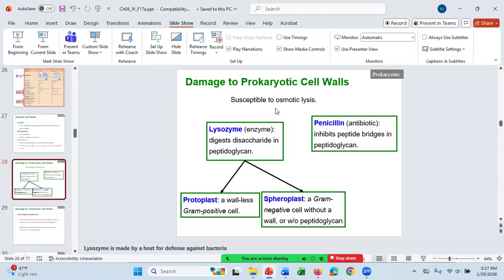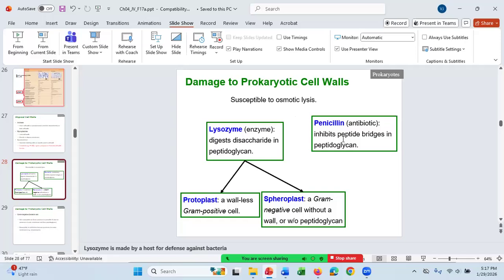susceptible to osmotic lysis. Water will move into the cell. There's no longer a functional cell wall to protect the cell membrane, and then the cell will eventually burst from water moving into the cell. Any question about any of that?